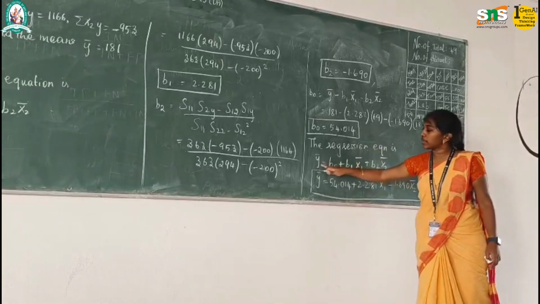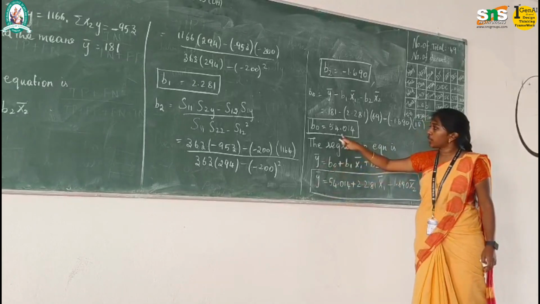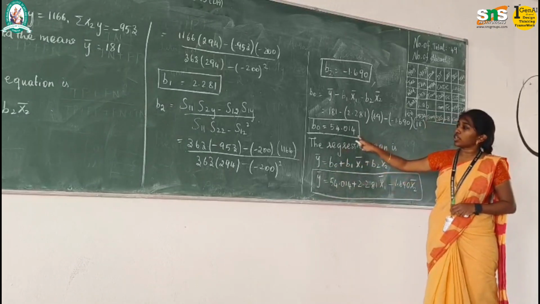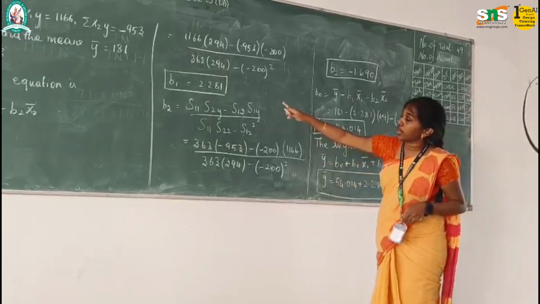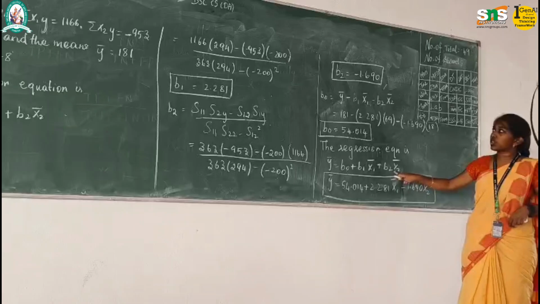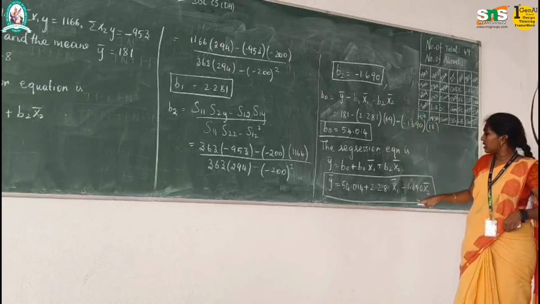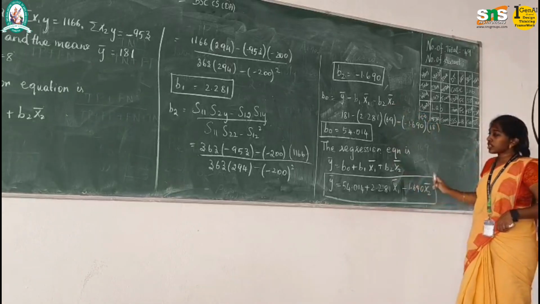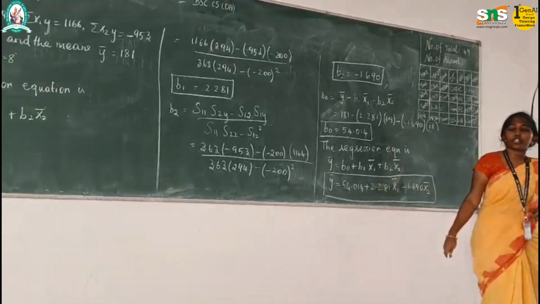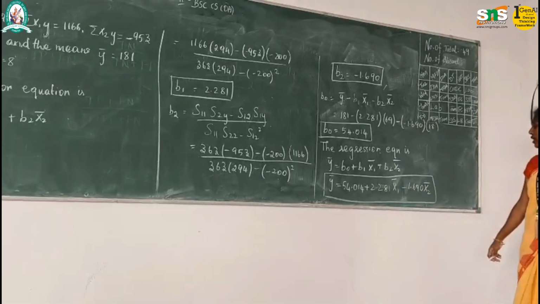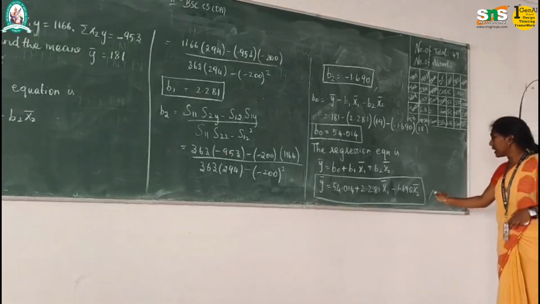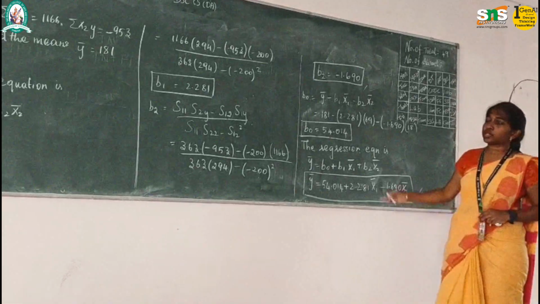Then the equation becomes y bar is equal to the value for B0, 54.014, plus the value of B1, 2.281, into x1 bar, plus B2. The value of B2 is minus 1.690 into x2 bar. Then the regression equation becomes y bar is equal to 54.014 plus 2.281 x1 bar minus 1.690 x2 bar. So this is the regression equation which we obtained from this problem.